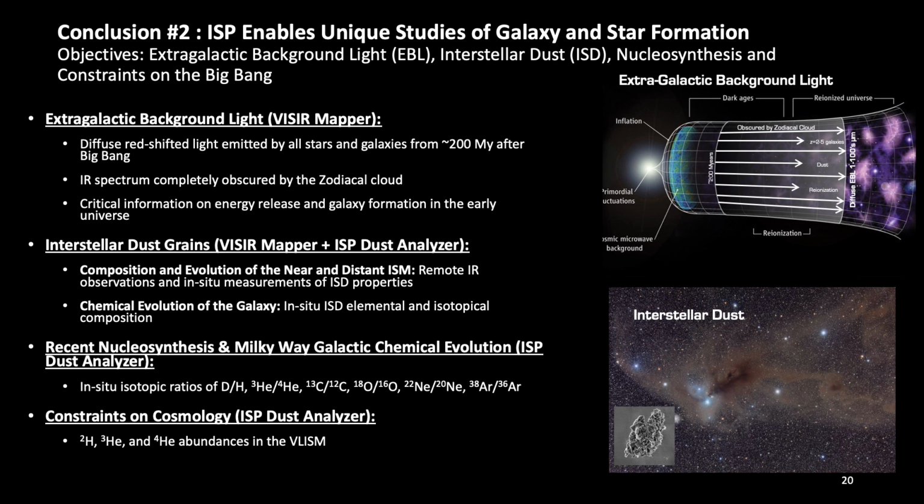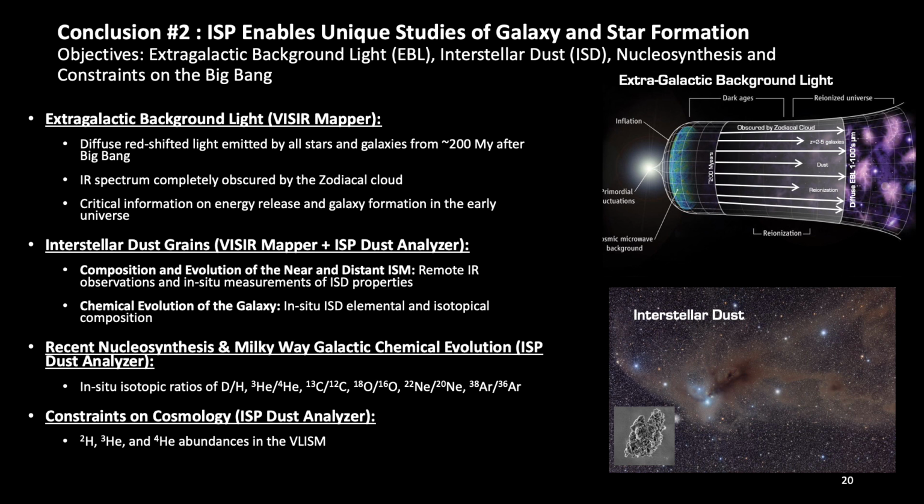Now, I've just gone into some detail about that. So conclusion 2 is that ISP enables unique studies of stars and galaxies and of the formation of our universe. I just talked about the extragalactic background light, so I'm going to go through that quickly. What I didn't talk about is what we can do with interstellar dust grains in terms of cosmology and nucleosynthesis with ISP. So I'll say that very quickly, and then I'll finish. The second point on this slide talks about interstellar dust grains being measured by ISP using both the infrared mapper and the dust analyzer.